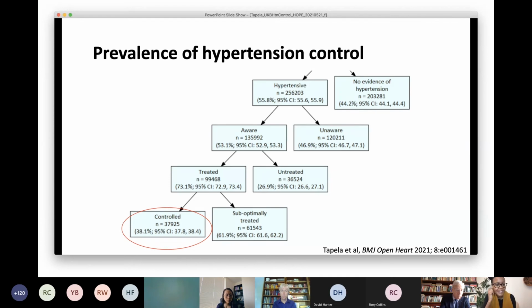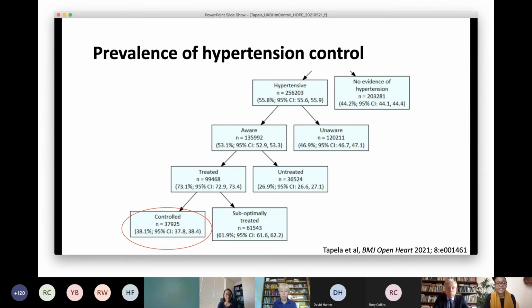So what did we find? In terms of prevalence, we found prevalence of hypertension control of 38% in this sample. That means that out of those who are diagnosed with hypertension, are on medications and presumably in care, 3 in 5 did not achieve the threshold of 140/90 for target blood pressure.